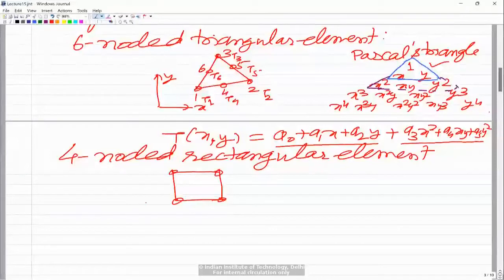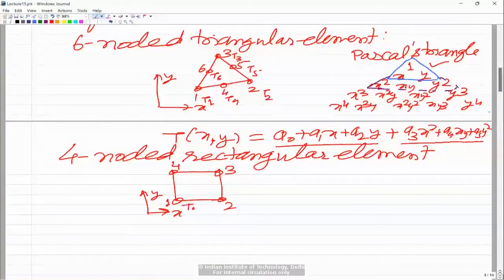And then this is the xy coordinate. These are the nodes, the corner nodes. These are local node numbers 1, 2, 3, and 4. And at each node, let us say we have temperature T as a primary variable. So then the degrees of freedom are going to be T1, T2, T3, and T4. So these are 4 degrees of freedom now.